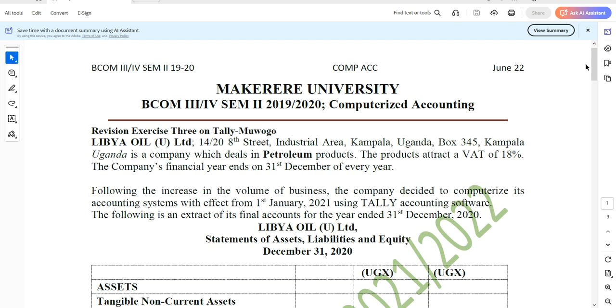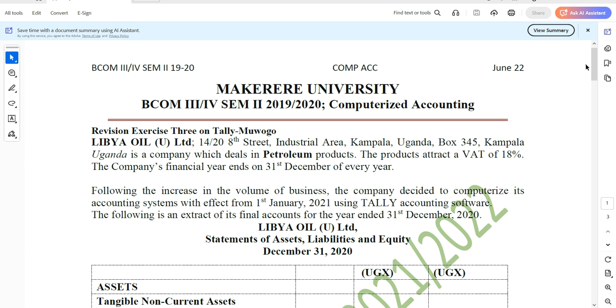So this is your question. This is Libya Oil Uganda Limited, 14/28th Street, Industrial Area, Kampala, Uganda. That is a company which deals in petroleum products. The products attract a VAT of 18%. The company's financial year ends 31st December of every year. Following the increase in the volume of business, the company decided to computerize its accounting systems with effect from 1st January 2021 using Tally accounting software.